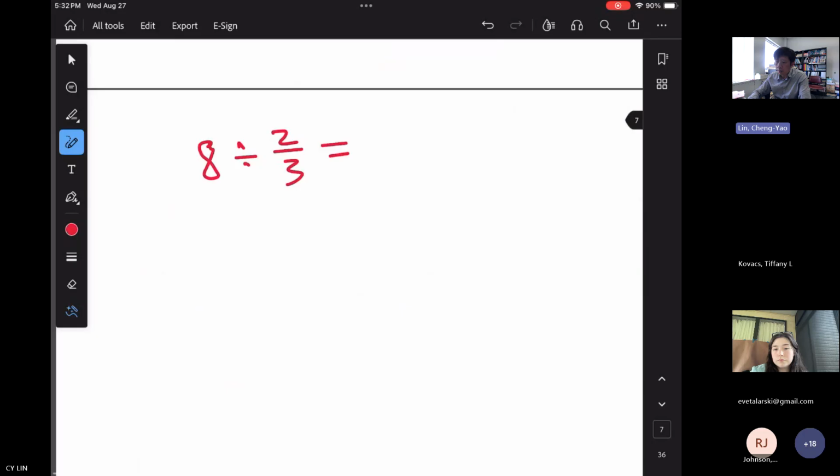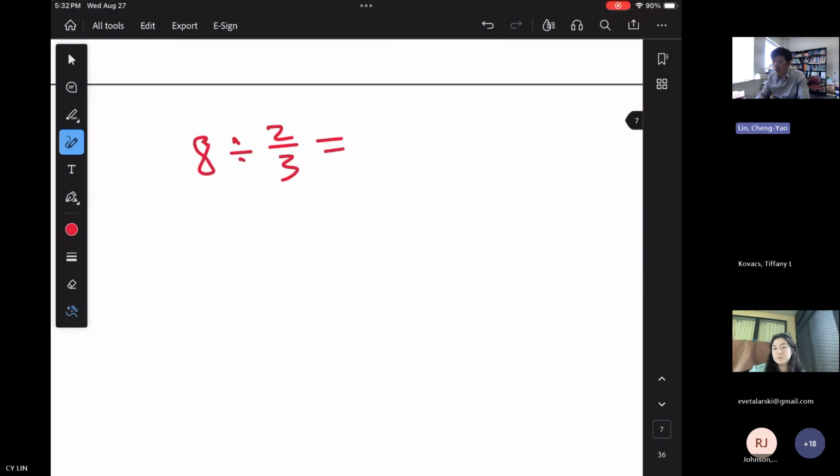8 divided by 2/3, then our answer is 12. Then the student might have a question for you. Teacher, I have 8 divided by something, and then how come the number gets bigger? How come the answer is bigger?